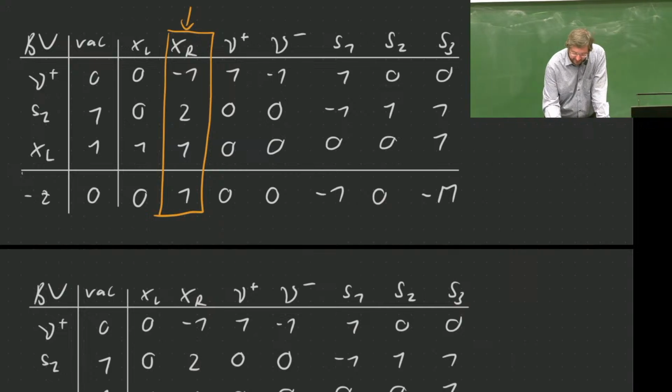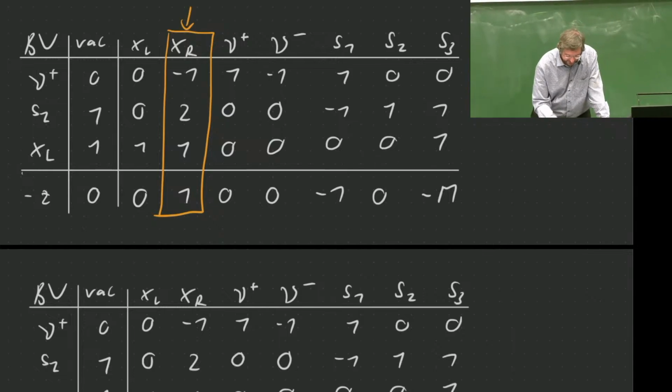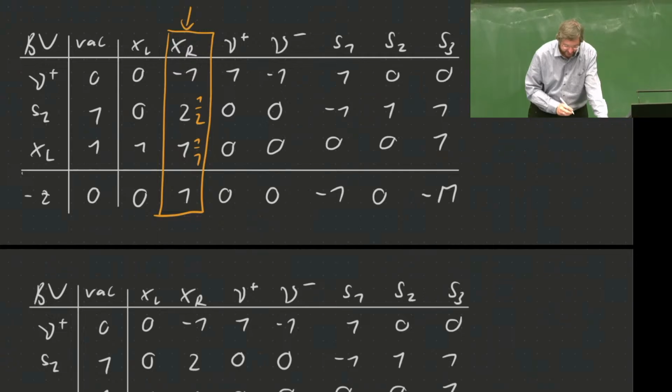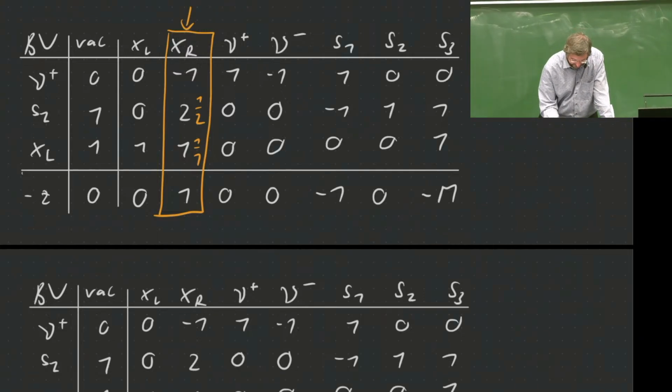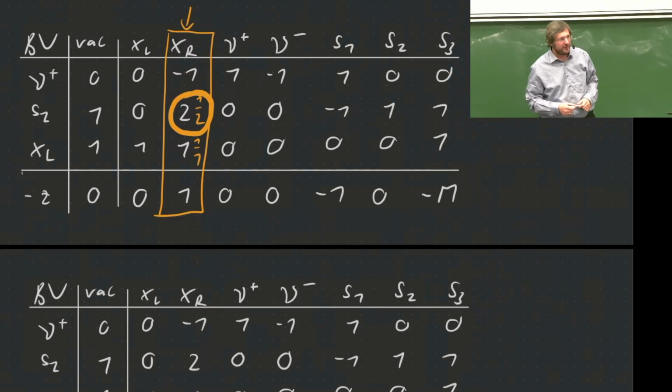In this case, we have 2 positive entries. So again, we need to compute the ratios here. And those will be this over that. So we have 1 over 2 here, 1 over 1 here. And the lesser of the 2 is this here. So that is going to be our pivot element.